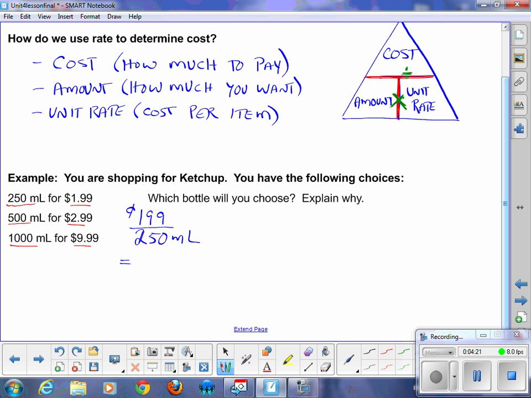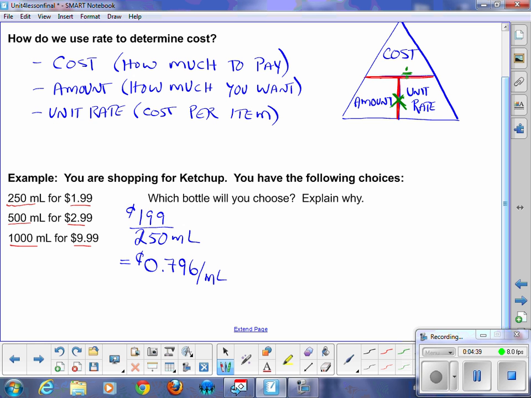Now when you use your calculator, 199 divided by 250 is a little bit better. The calculator gives you an answer that makes a little bit more sense. No pun intended. All right, so if I bought the granny bottle, it would cost me 0.796 cents per milliliter.